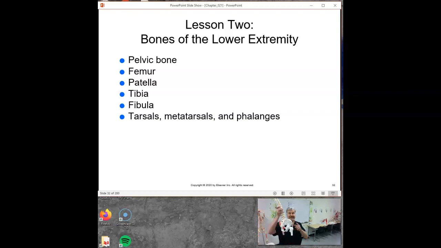The ilium, ischium, and the pubis. That was perfect. That was exactly right. I thought you were going to have a hard time with it. Cool, that's awesome. Yes, the ilium, ischium, pubis.